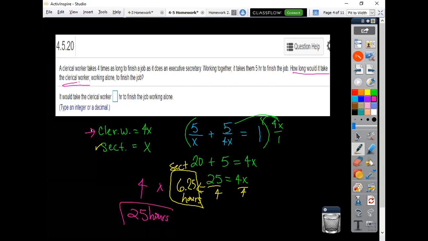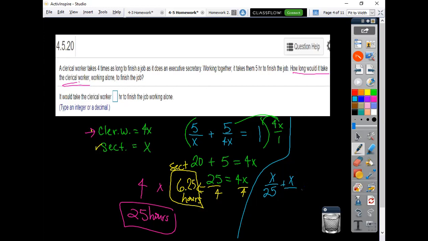Now we could quickly do a little check to see if this is right using the other method. We've worked problems like this before, where if it takes the clerical worker 25 hours, in X hours they would have done X out of 25 of the job. And if the secretary took 6.25 hours, what I'm trying to do is see if I can get the 5 hours for the total time to do the job here. So it would be 5 out of that as the amount of work the secretary would have done, and the two of them together equal 1. So when you multiply this whole thing by the 25 to get rid of the denominators, that one just cancels.